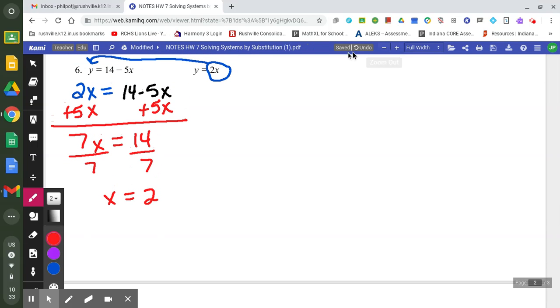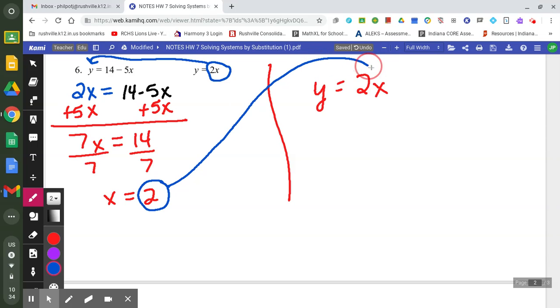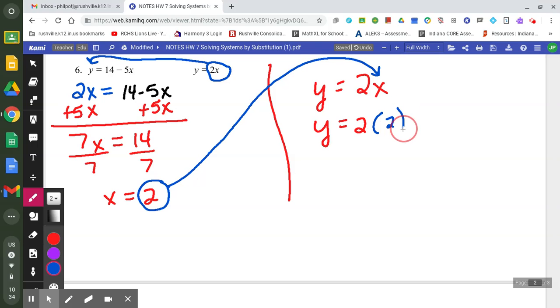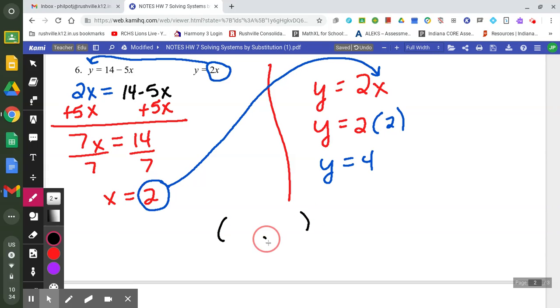And I have found half of my solution. So then either equation, it doesn't matter. I'm going to rewrite y equals 2x. And this time I'm going to substitute this 2 into the x. So this is y equals 2 times 2. So y equals 4. And my solution, remember, is an ordered pair. The x value is first, so that's a 2, and then the y. So my solution is 2, 4.